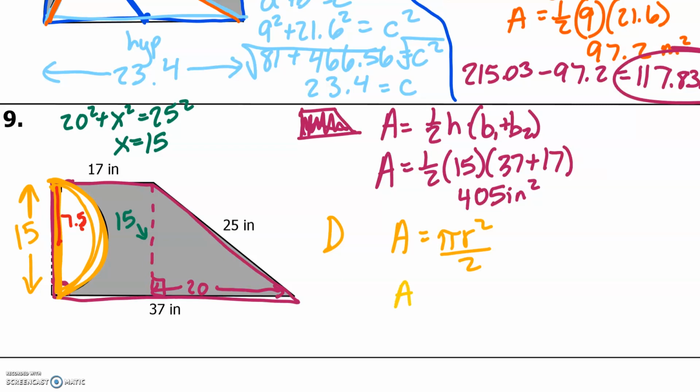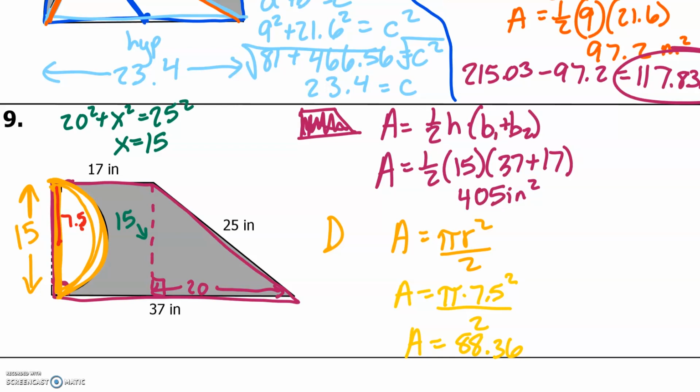We would end up with area equals pi, or 3.14, times 7.5 squared, all divided by 2. After we simplify all of that, the area of that semicircle is going to end up being 88.36.